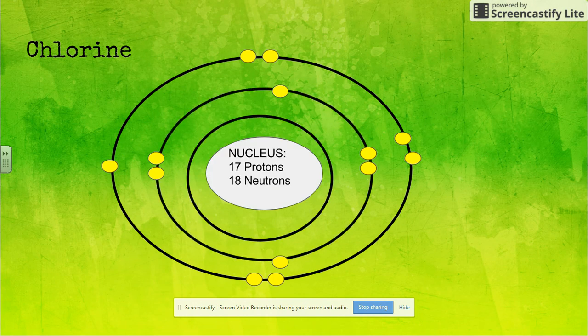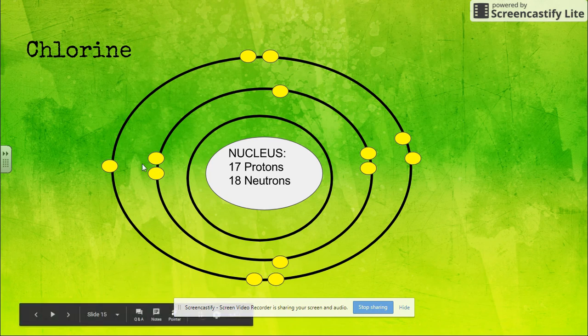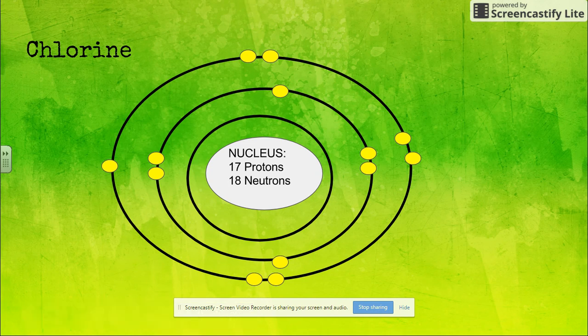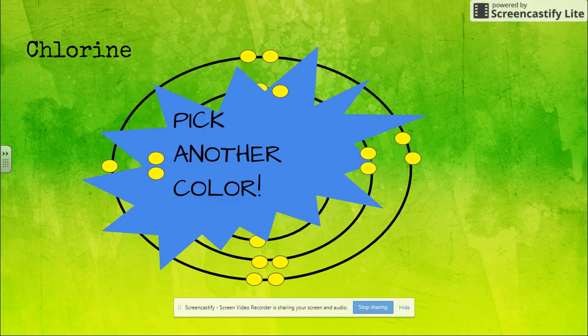So here's our nucleus for chlorine, and I went ahead and drew it all out for you. So if you count how many valence electrons there are in chlorine, 1, 2, 3, 4, 5, 6, 7. So you're going to add this note into your notebook. Halogens have 7 valence electrons. One more time. Halogens have 7 valence electrons. So that's going to be important later. I just wanted to remind you of that. So pause, do whatever you need to do, and then you're going to pick another color.